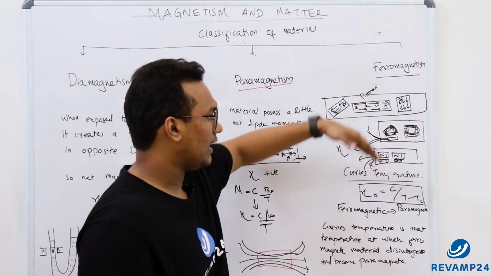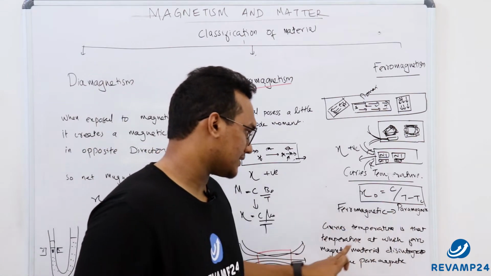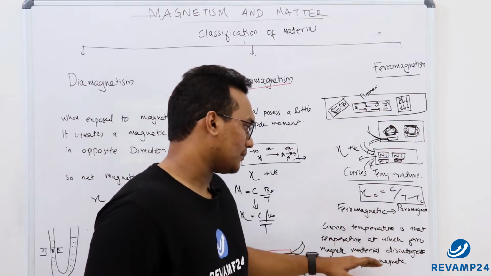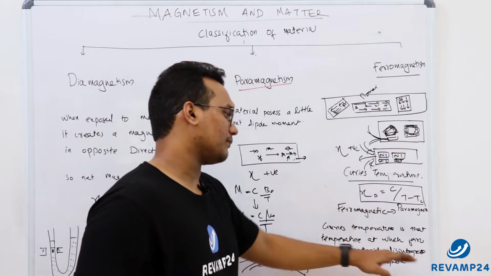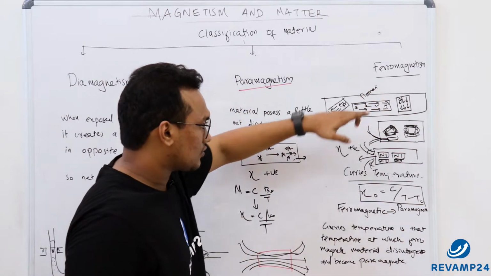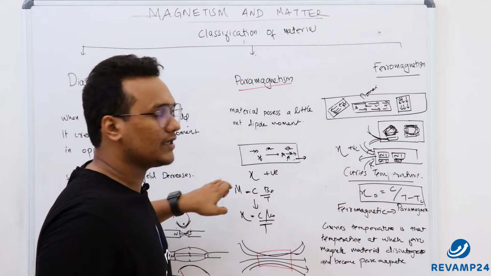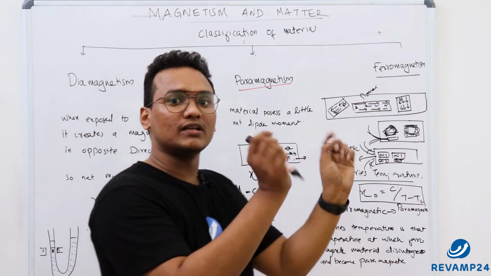Same thing that will happen. So I will read the definition. Curie's temperature is the temperature at which ferromagnetic material will disintegrate and become paramagnetic material. So ferromagnetic material has got high susceptibility. This has got low susceptibility. It can come from here to here at Curie's temperature.